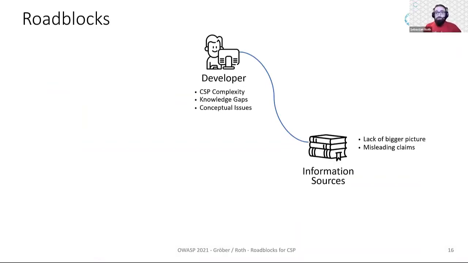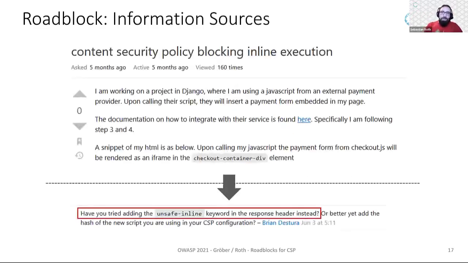Due to the knowledge gaps, this developer might start an online search to get more information about cross-site scripting attacks and how to build a proper CSP. Or, as we all do during the development process, we search for a certain error message that is displayed in, for example, the development console. However, the resources that are available online often lack a bigger picture of the underlying issue, and in the worst case, the developer even finds misleading claims or receives wrong suggestions on how a certain problem can be fixed, as you can see in this Stack Overflow screenshot.